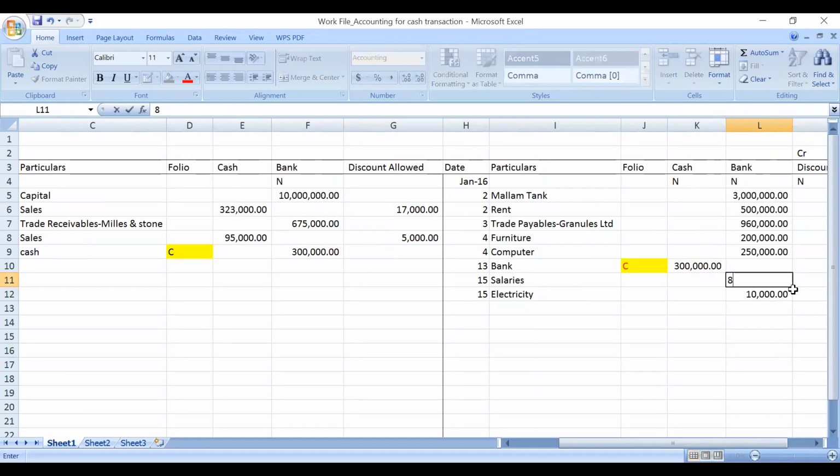And we also have 80,000. So it's as simple as that. Just classify it: how is the payment? The entry is still the same. We are still crediting it, but are you crediting the cash or the bank? If the payment is through the bank, you credit the bank. If it is through the cash, you credit the cash as well.